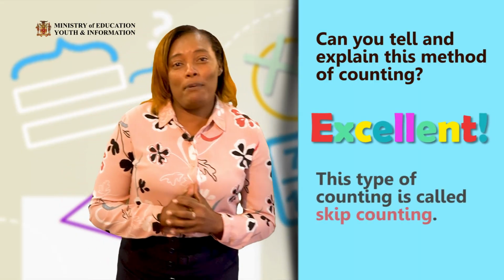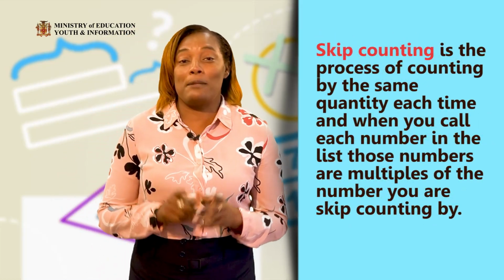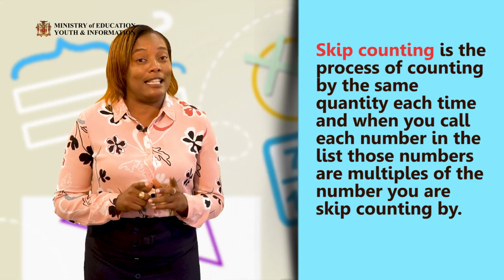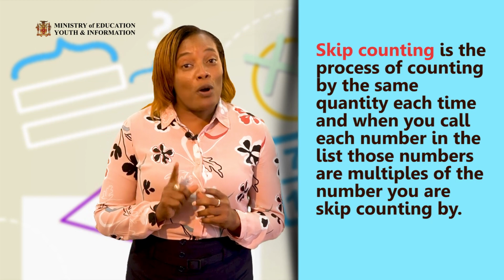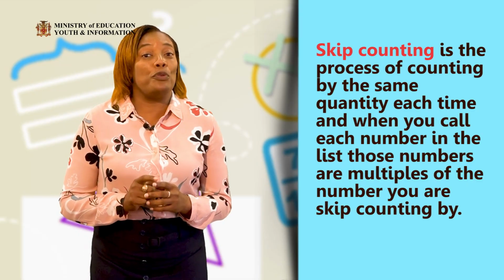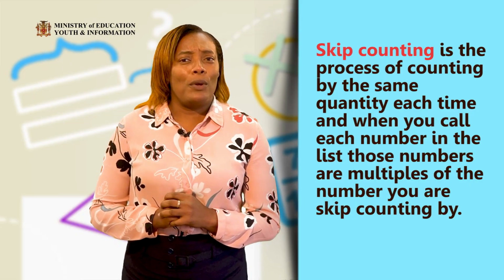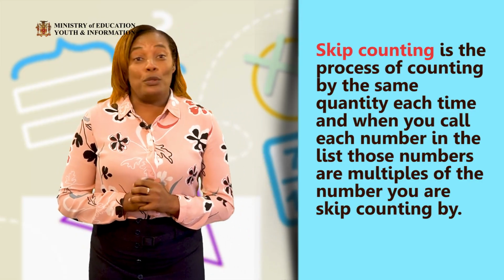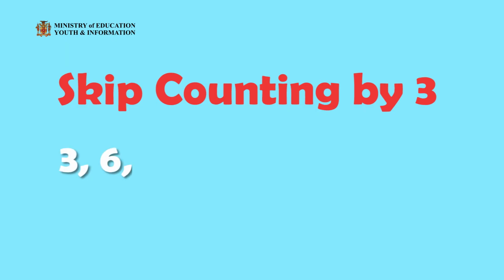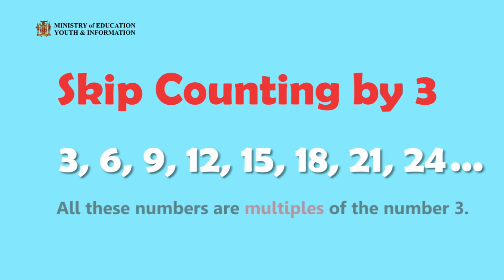Excellent! This type of counting is called skip counting. Skip counting is the process of counting by the same quantity each time, and when you call each number in the list, those numbers are multiples of the number you are skip counting by. For example, when skip counting by threes, you would say 3, 6, 9, 12, 15, 18, 21, 24, etc. All these numbers are multiples of the number 3.